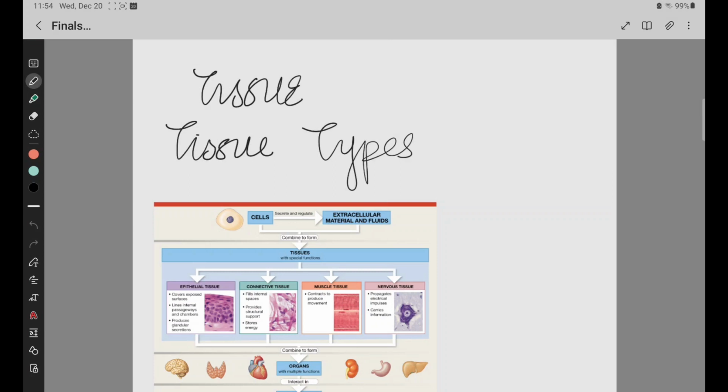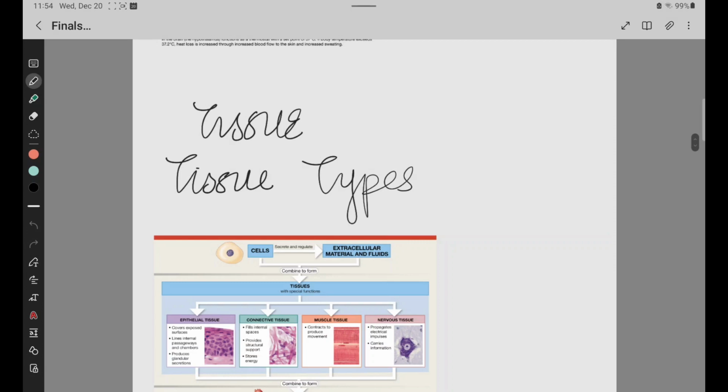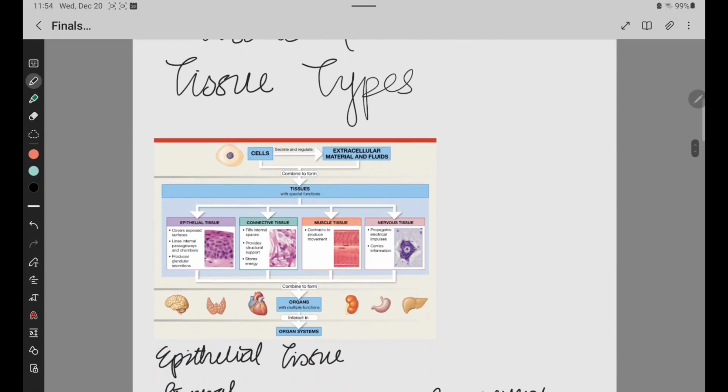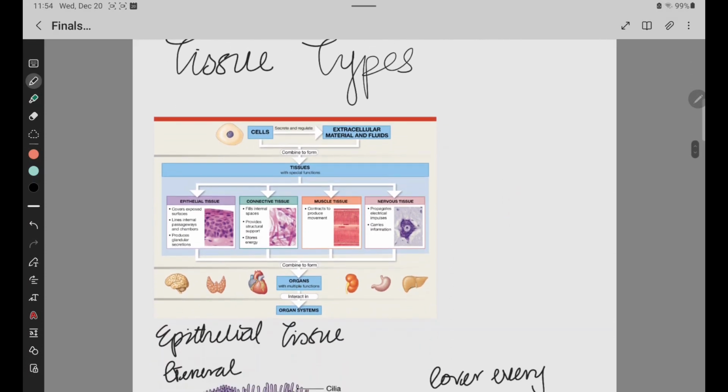And in this video we're going to be covering tissues, or histology. Histology is the study of tissues and all their structures. Basically, when you hear histology, think of tissues. So in the body we have 4 major types of tissues.